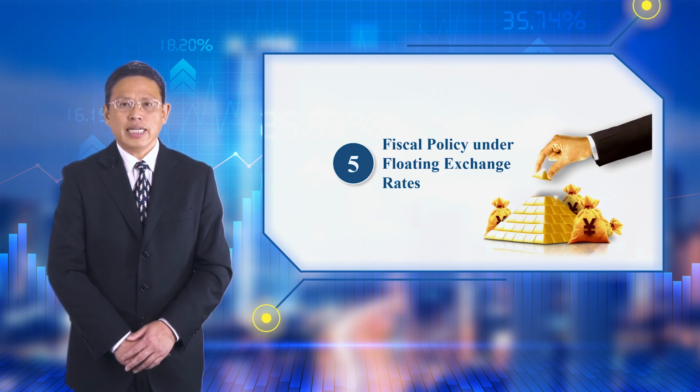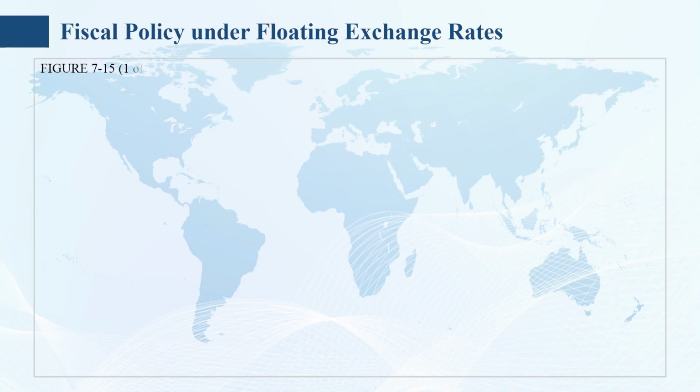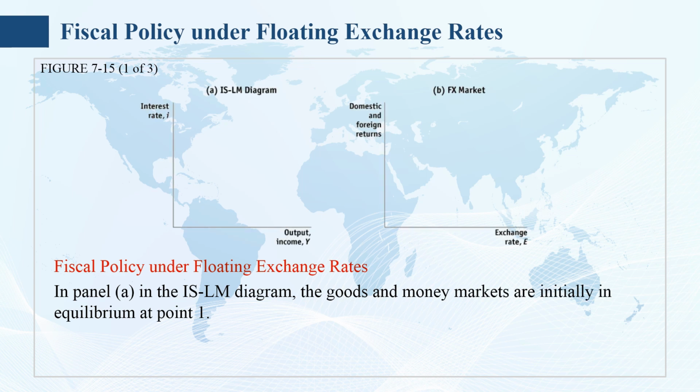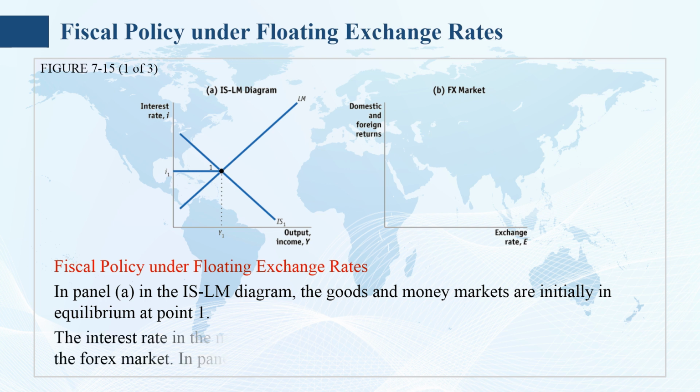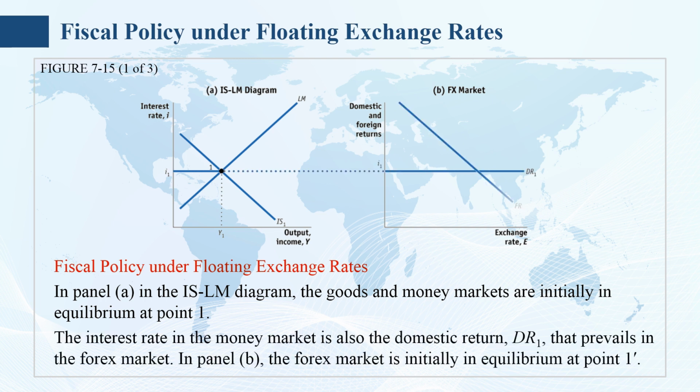5. Fiscal policy and floating exchange rates. Figure 7-15 shows what happens in our model. In panel A, in the IS-LM diagram, the goods and money markets are initially in equilibrium at point 1. The interest rate in the money market is also the domestic return, DR1, that prevails in the foreign exchange market. In panel B, the foreign exchange market is initially in equilibrium at point 1.